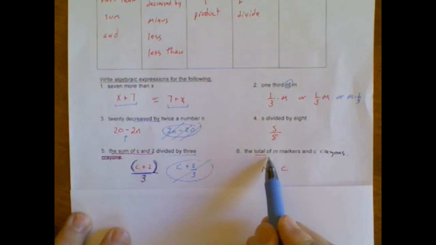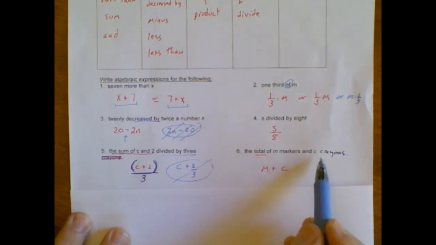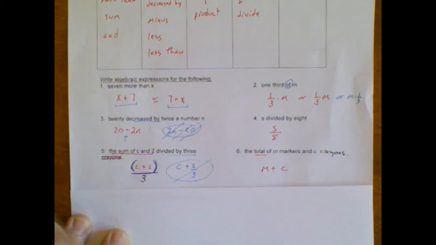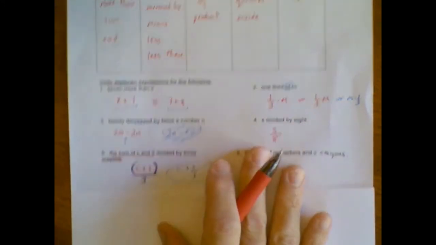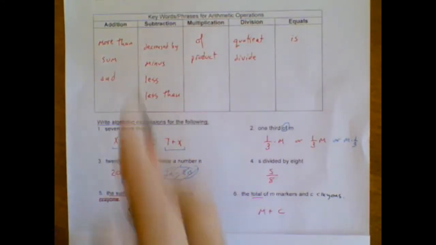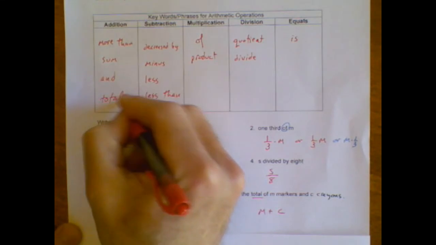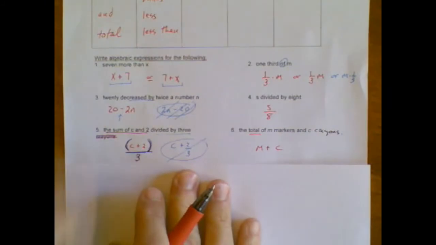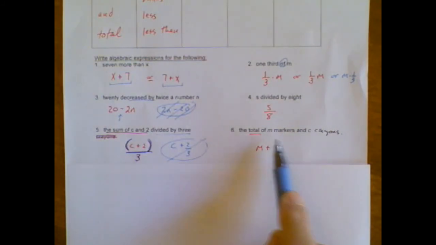The total of M markers and C crayons. Well, when I'm going to total something up, it means I'm going to add it up. So there's a word up here now in the addition part that I didn't have in the bank, total. So I just add that in there. If I had to add my markers and crayons, M plus C.